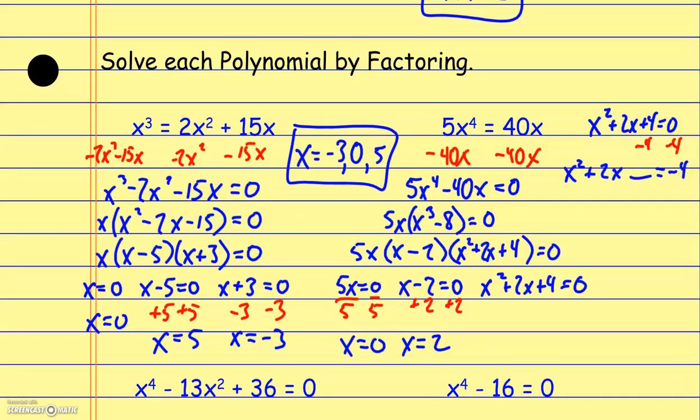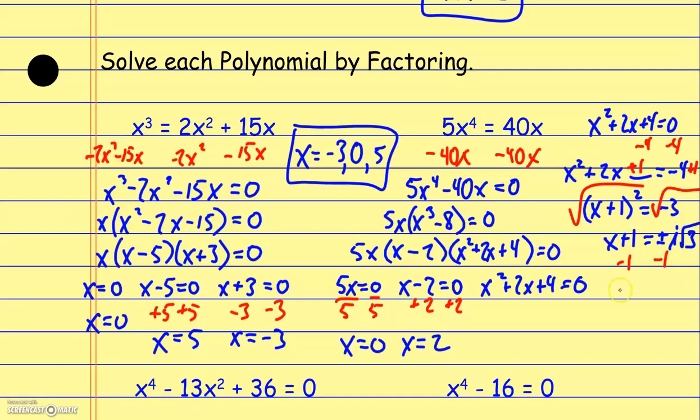And now I do b divided by 2 and square it. That's a plus 1. Whatever I do to one side, I have to do to the other side. Now this is going to factor into x plus 1 squared equals negative 3. I take the square root of each side. So I end up with x plus 1 equals plus or minus i root 3. And now I subtract the 1 from each side.